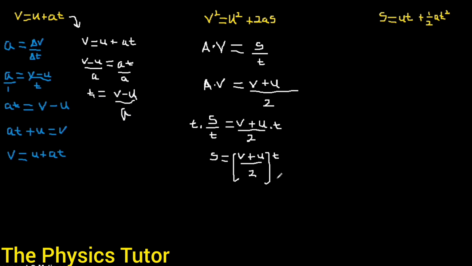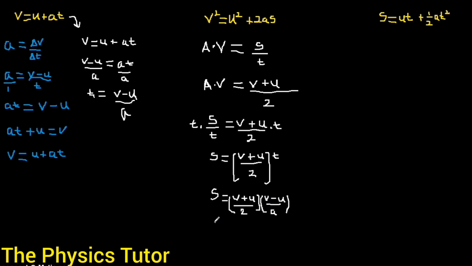Now, substituting t here, I know that s is equal to v plus u divided by 2, multiplied by t, and we said t is equal to v minus u all over a. So these two are multiplying each other.